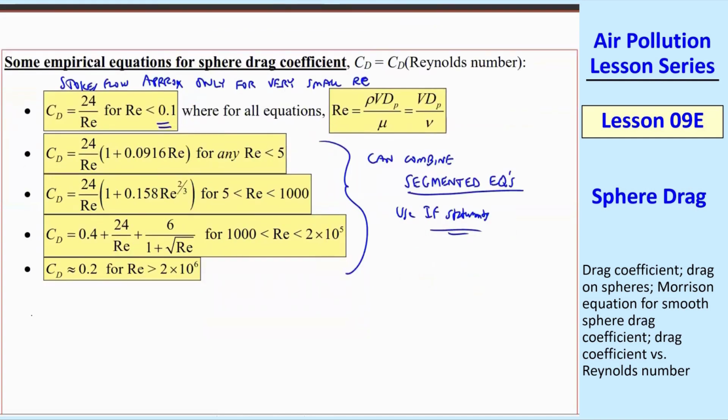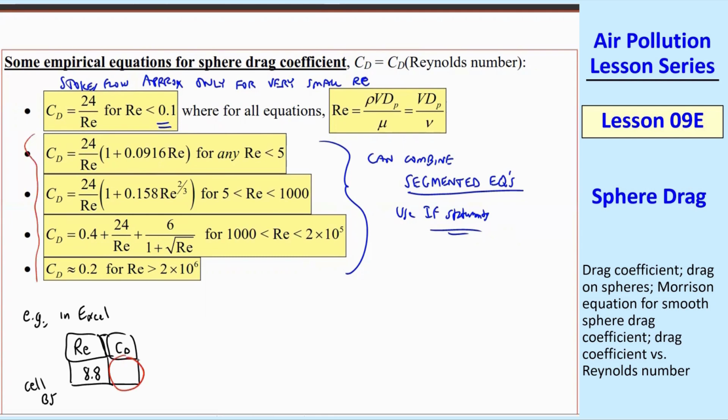So for example, in Excel, if you wanted to put all this in, how would you do that? Let's just suppose we have RE, here's CD, these are just labels in these cells. And then these two cells are the actual values that we want. And let's suppose this is cell B5, and let's just make up a number. Suppose your Reynolds number is 8.8. And what do you put in here in order to get this combination of equations? You have to use if statements. So here's how I would do that.